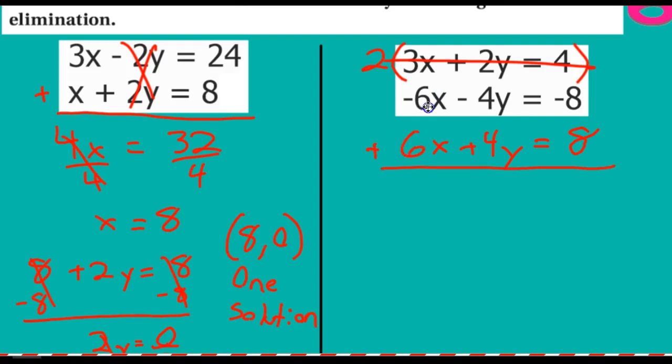Negative 6x plus 6x gives me 0. Negative 4y plus 4y gives me 0. Negative 8 plus 8 gives me 0. Everything equals 0. What that means is that we have infinitely many solutions. 0 does equal 0, that's true. So infinitely many solutions would be the answer to this problem.